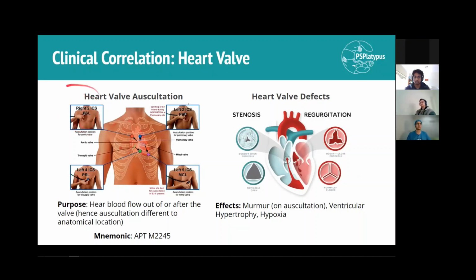The first thing to keep in mind is that we don't actually auscultate directly over the valves. We auscultate in a slightly different location. The primary reason is that we're trying to hear blood flow coming out of the valves. So we auscultate at a location slightly distal, slightly ahead of the valve, and that way we can hear the blood coming out of it.